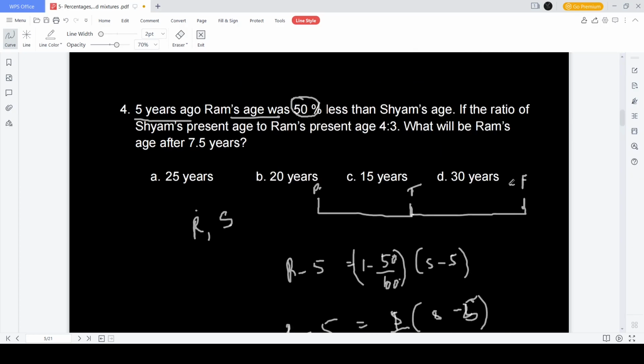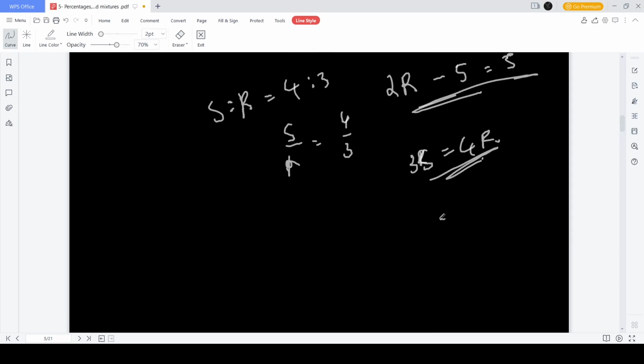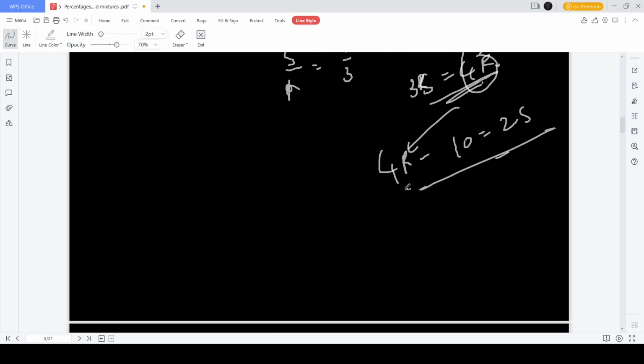Second part is that the ratio of their ages is 4 is to 3. That means Shyam is to Ram is equal to 4 is to 3. So we have S by R equal to 4 by 3. So 3S is equal to 4R. If we multiply this equation by 2, we get 4R minus 10 equal to 2 into S. Now we substitute this over here. We get 3 into Shyam minus 10 is equal to 2 into Shyam. So Shyam minus 10 equal to 0. Shyam's age is 10 years old.